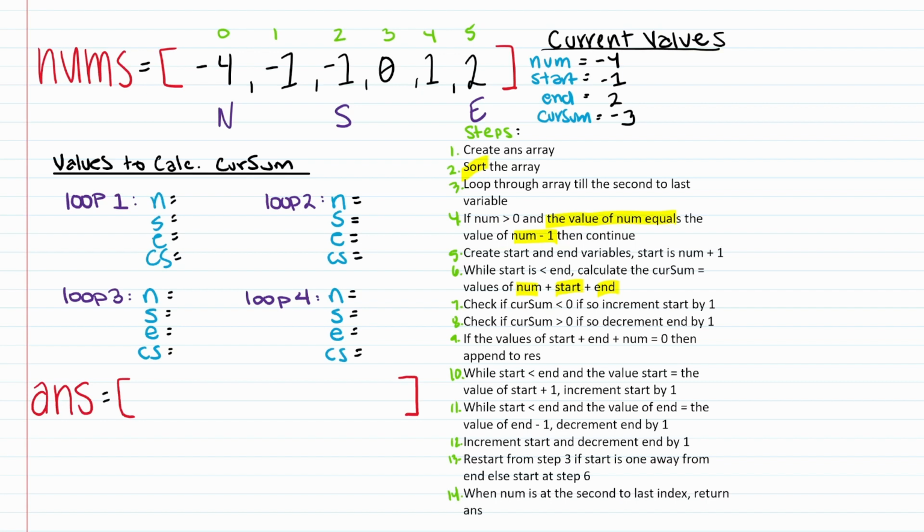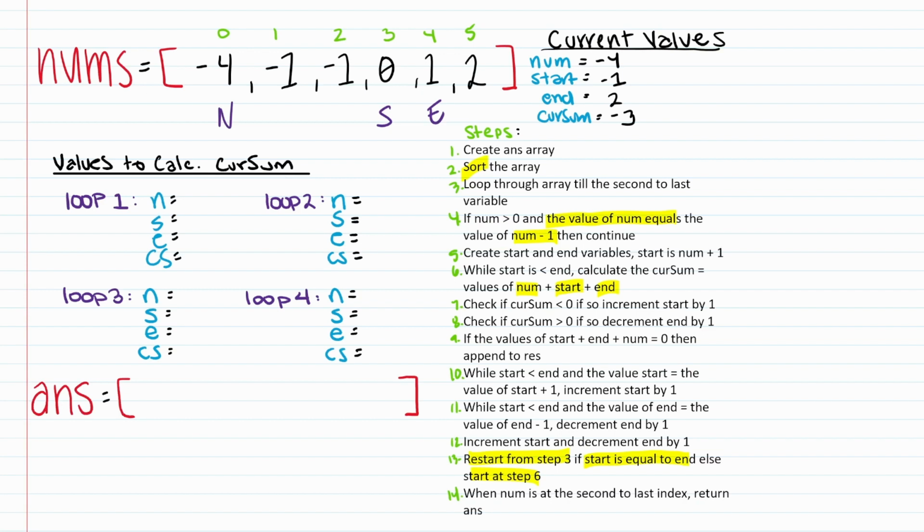And then all we're going to do last is increment start and decrement end by 1. So start is going to be here, and end is going to be here. And so start is still less than end, so we're going to continue on our while loop. So our next step, restart from step 3 if start is equal to end, else start is step 6. So right now start is not equal to end, so we're going to restart at step 6. While start is less than end, calculate the current sum, values of num, start plus end. So we're going to do that here, and that's what we're going to save at this value.